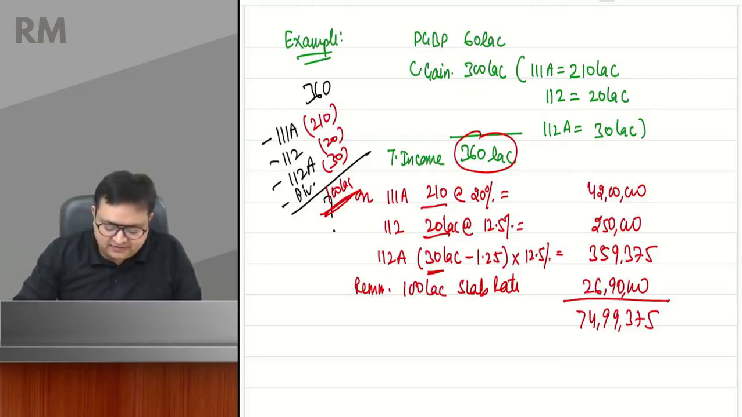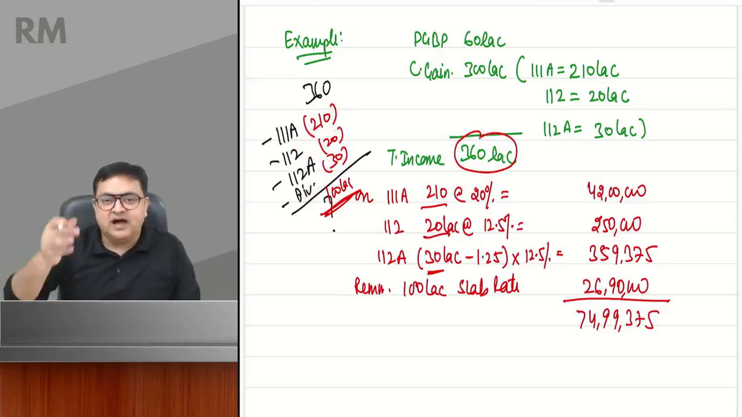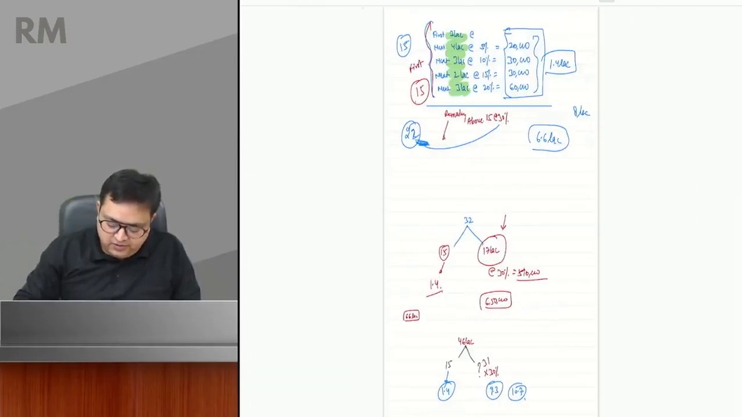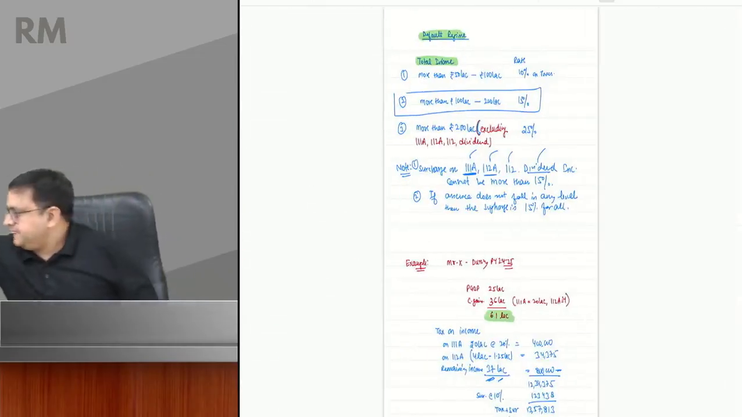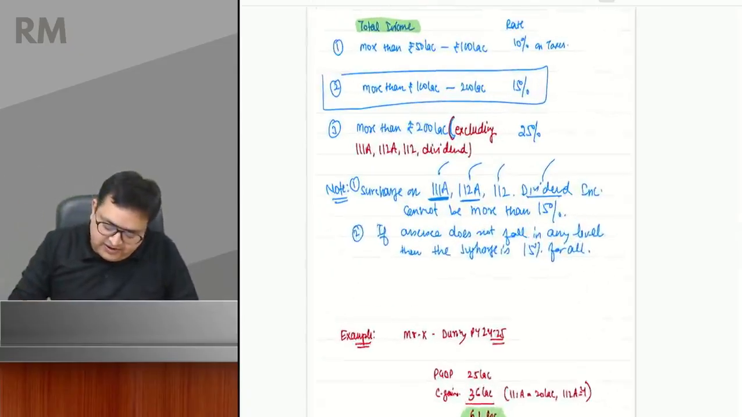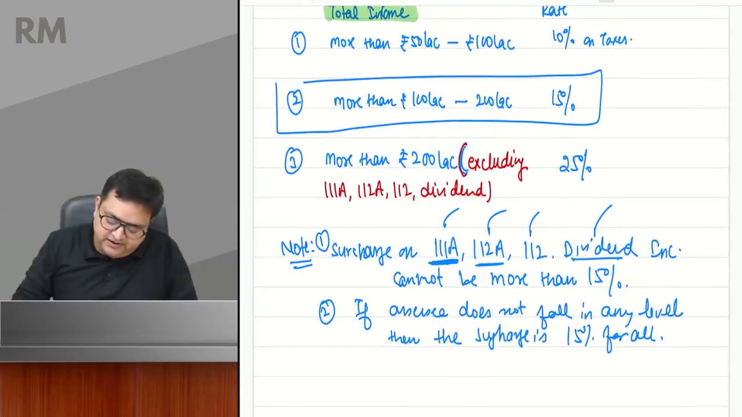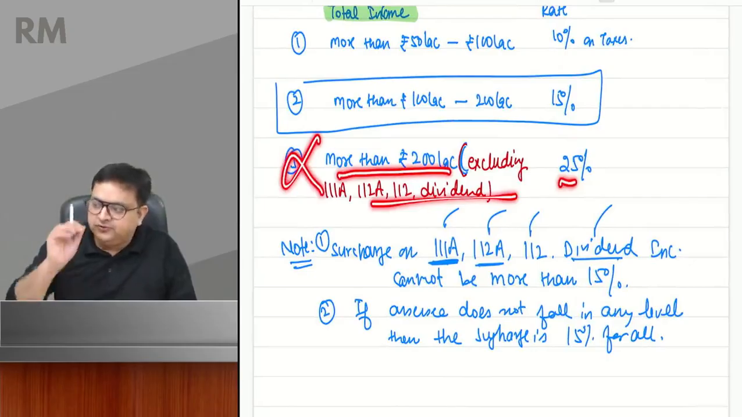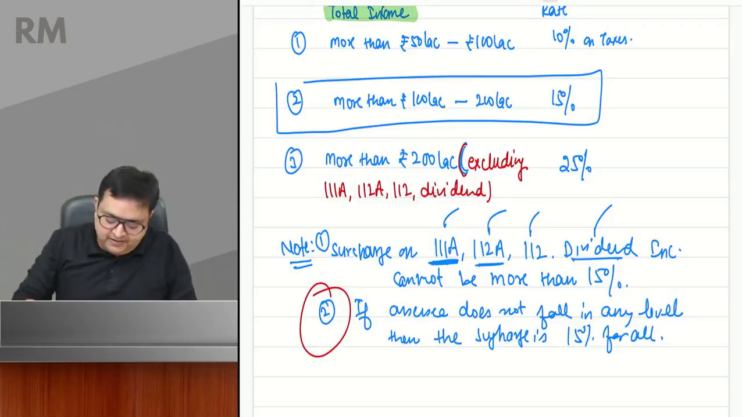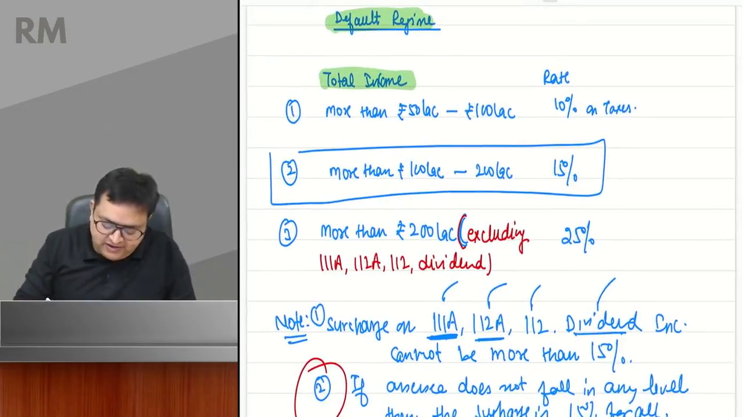Now, I excluded that from the total income, and the third level says after excluding it, it must be more than 2 crores. In this case, after excluding it, it is not more than 2 crores. So in this case, this note number 2 will apply. See, now the assessee is falling under any of these levels?